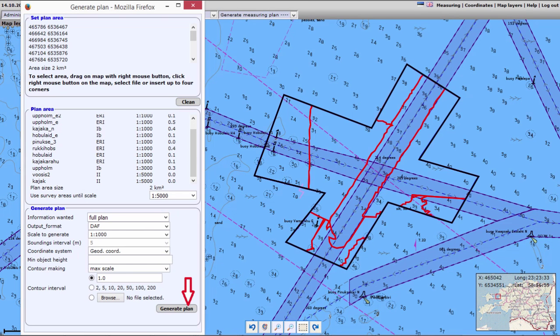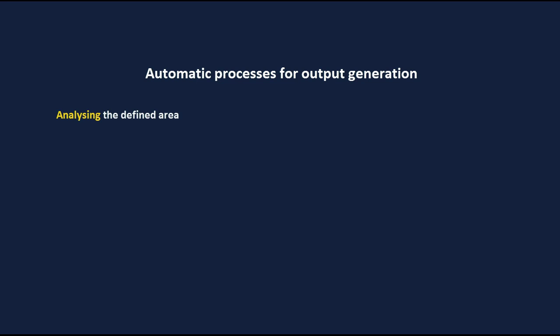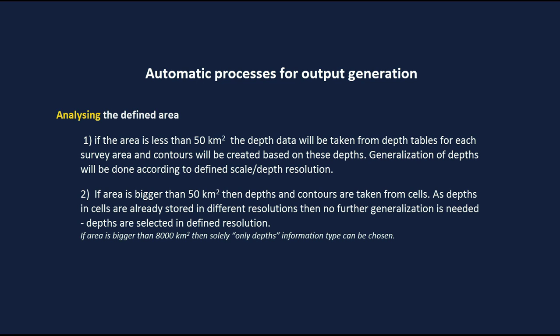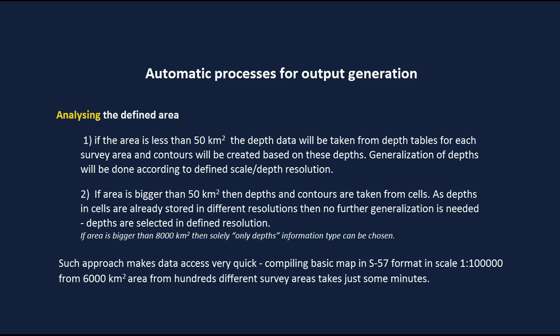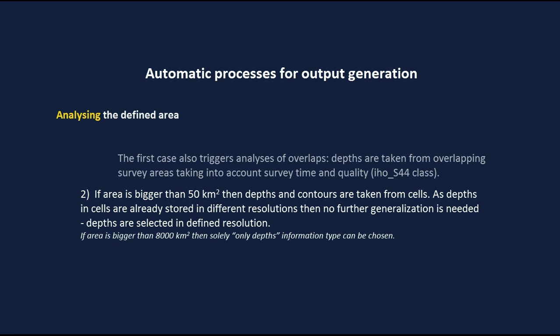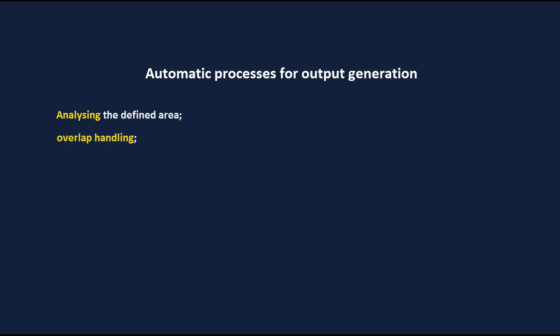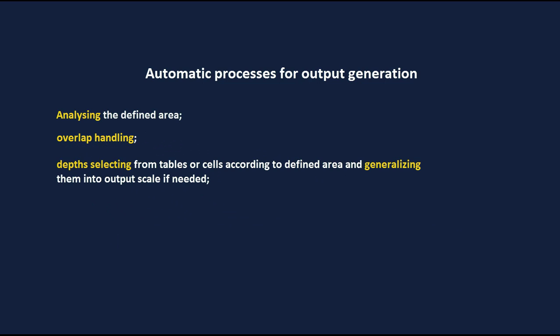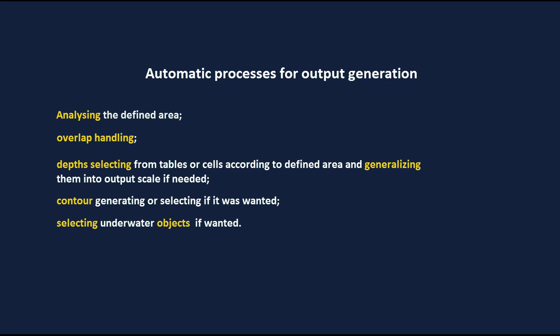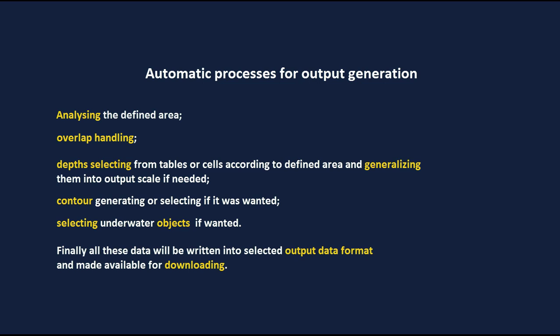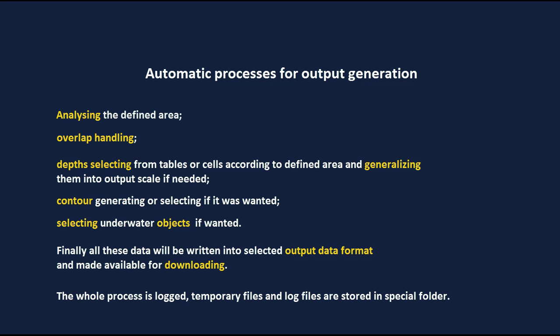Pushing button generate plan will start following background processes, which will be supervised in a separate monitor window. First, the defined area will be analyzed to choose the depth selection and overlap handling method. Then depths will be retrieved from tables or cells according to previous choice and generalized into output scale if determined. Next, contours will be generated or selected. Underwater objects added. Finally, all these data will be written into selected output data format and made available for downloading.